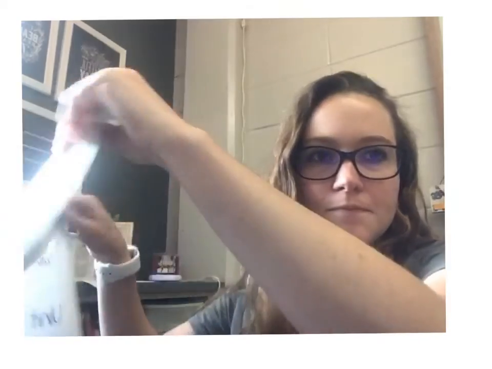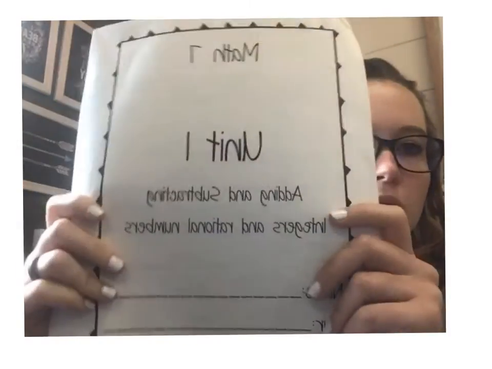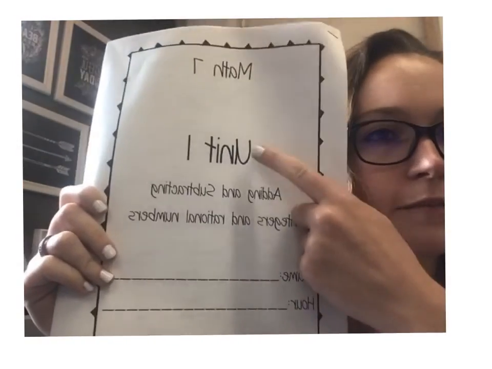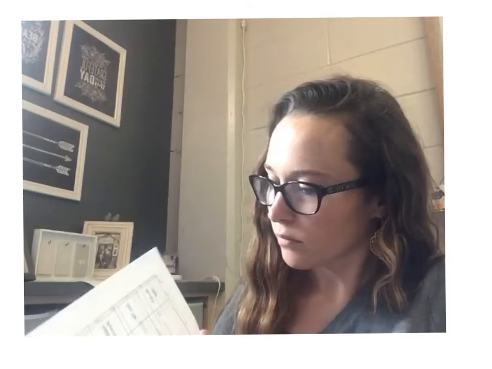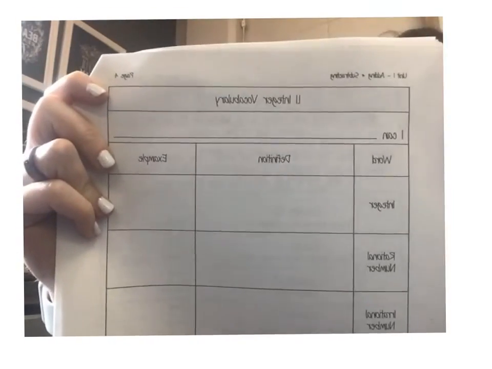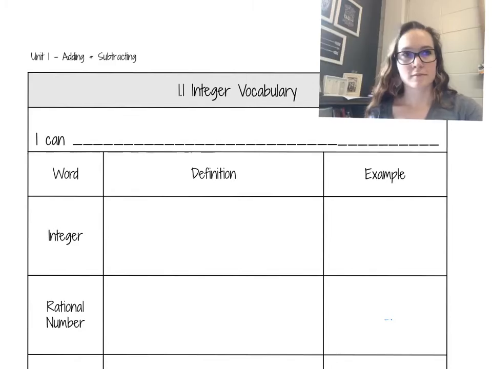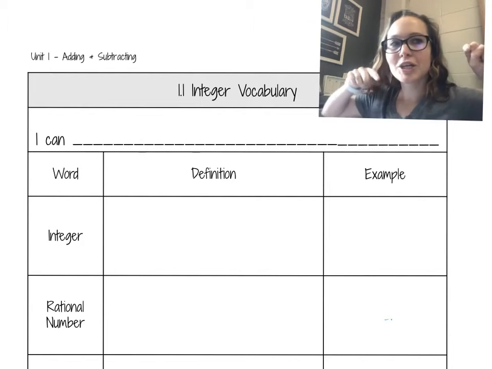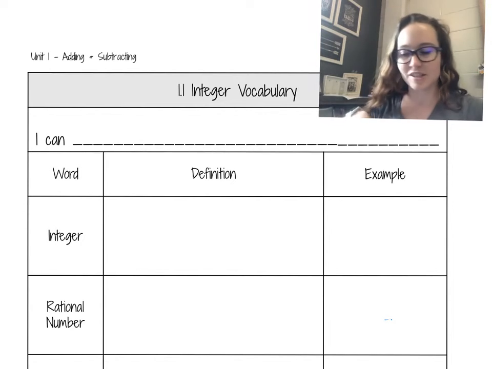So what you'll need is your Unit 1 packet. Make sure it says Unit 1. We are on page 3, I believe. Yep. Okay, it looks like this. So page 3, and we're going to do some integer vocab. I'm going to be up here in this corner talking to you while I'm writing on the screen.